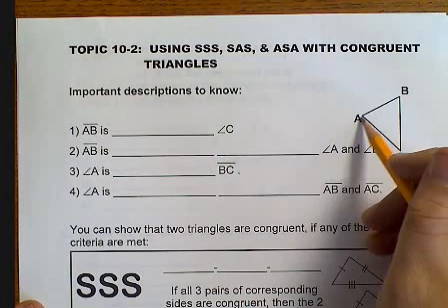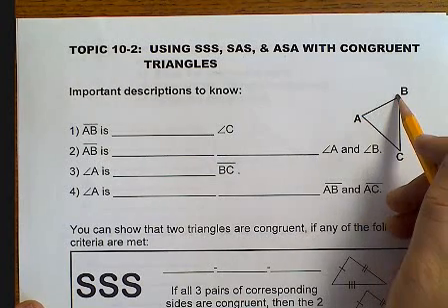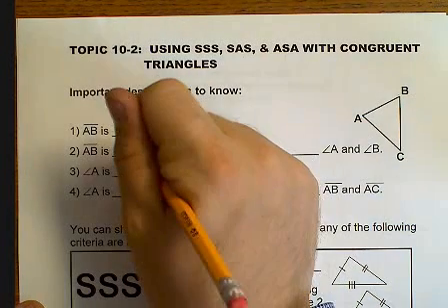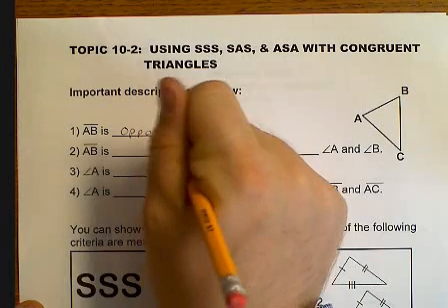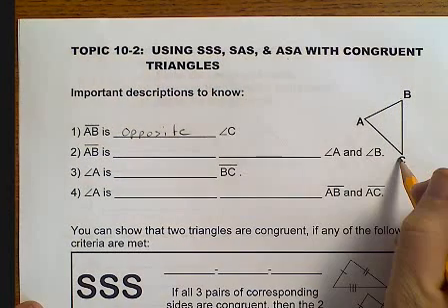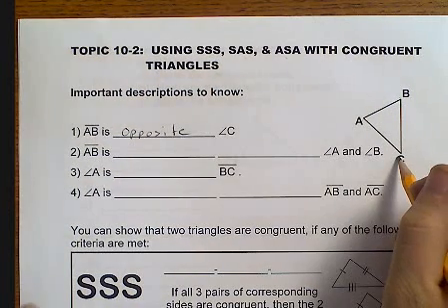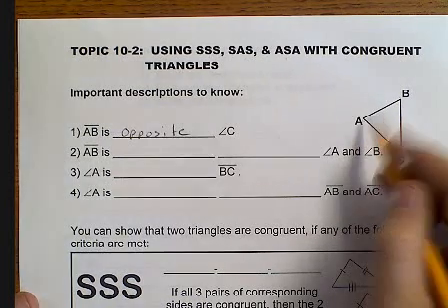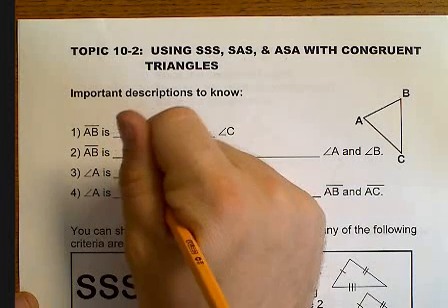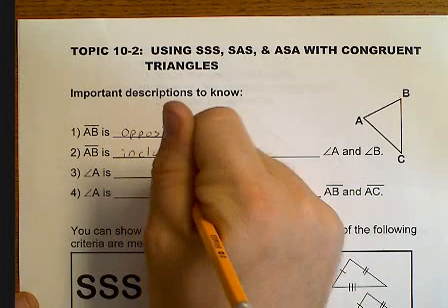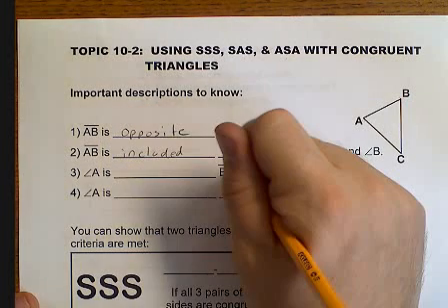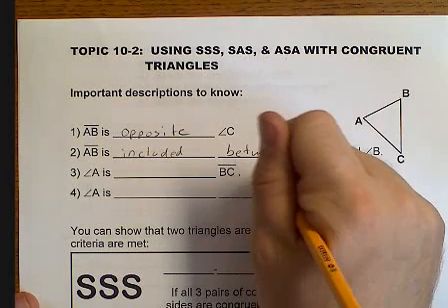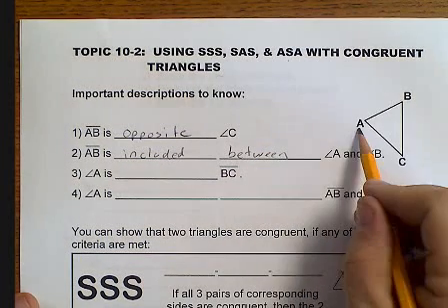Side AB is opposite angle C. It's pretty obvious. Now side AB is included between angle A and angle B.